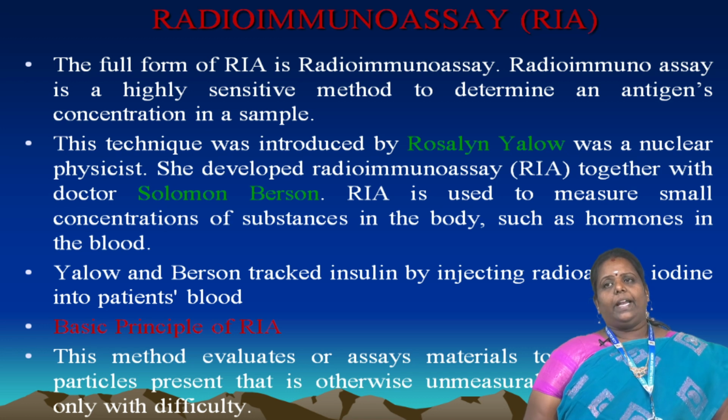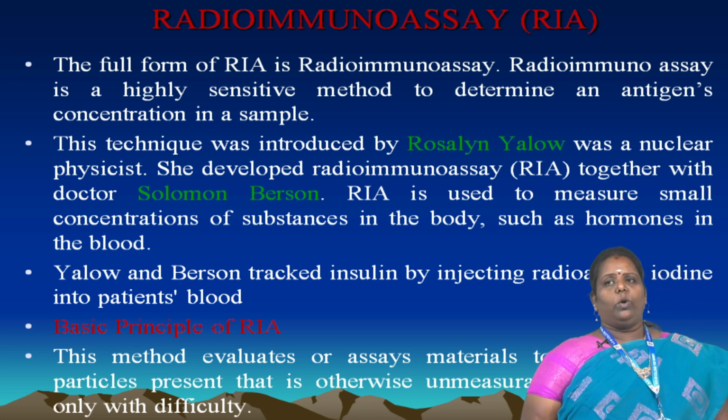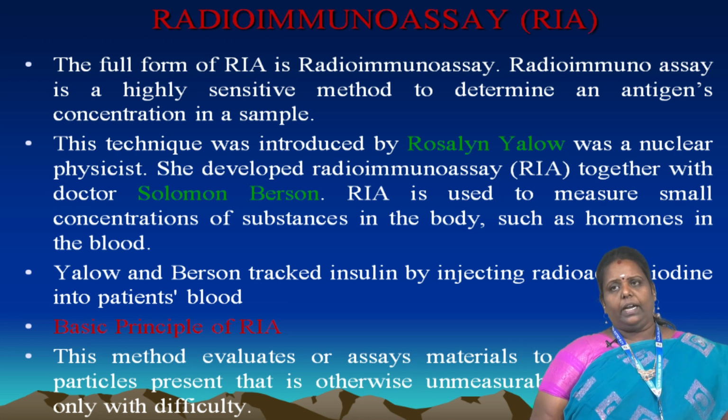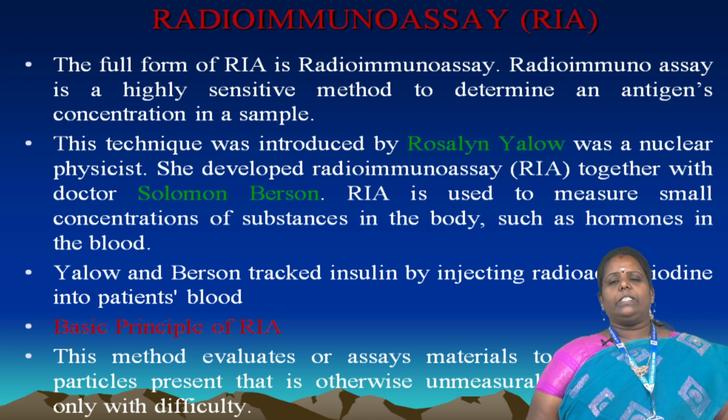radioimmunoassay. This radioimmunoassay is shortly called the RIA test. The full form of RIA is radioimmunoassay. The assay uses a highly sensitive method. Compared to ELISA, it is also a very sensitive method to determine the antigen concentration of the sample. This technique was first introduced by Rosalyn Yalow.